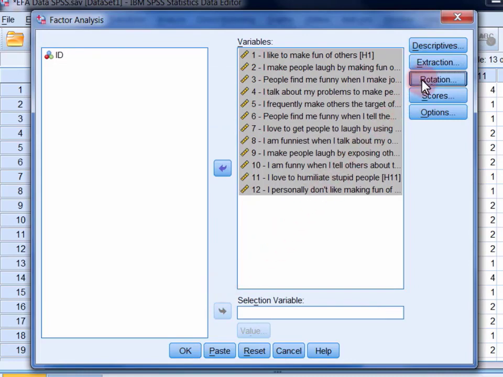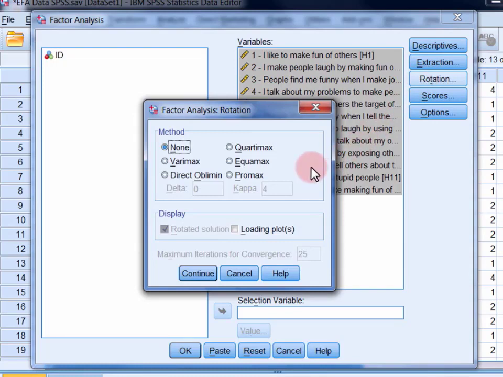In the rotation dialog, we again have a number of different options. Varimax, quartimax and equamax are referred to as orthogonal rotations, and they're used if it's assumed that the factors underlying the observed variables, which in this case are participants' responses to the scale items, are uncorrelated. Now the best way of finding out if this is the case is to use an oblique rotation, like direct oblimin or promax. And in this case we'll use direct oblimin. An oblique rotation allows the factors to correlate as necessary, and thus it often provides a more realistic solution.